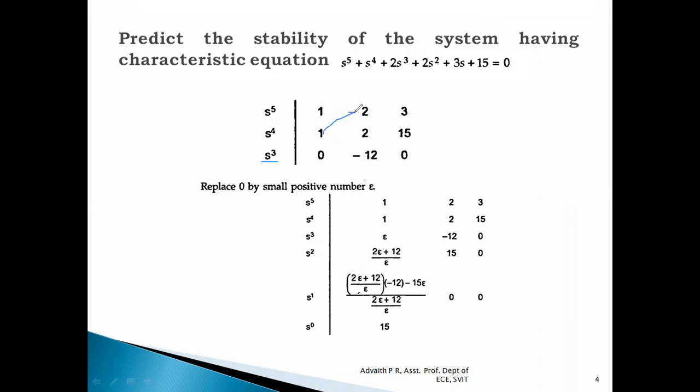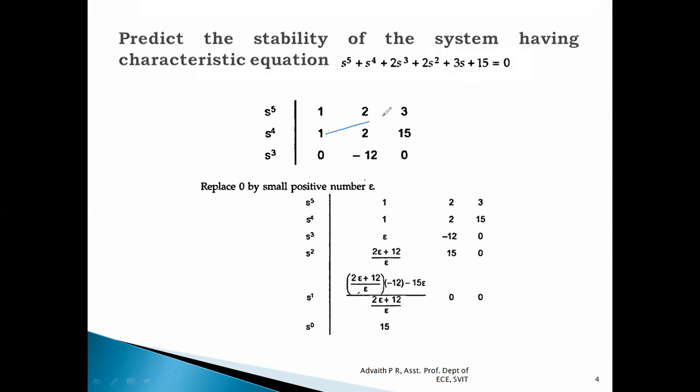1 multiplied by 2 is 2, minus 1 multiplied by 2 again is 2, divided by 1. So 2 minus 2 is 0. 0 by 1 is 0. 0 by anything is 0. That is how we get this.